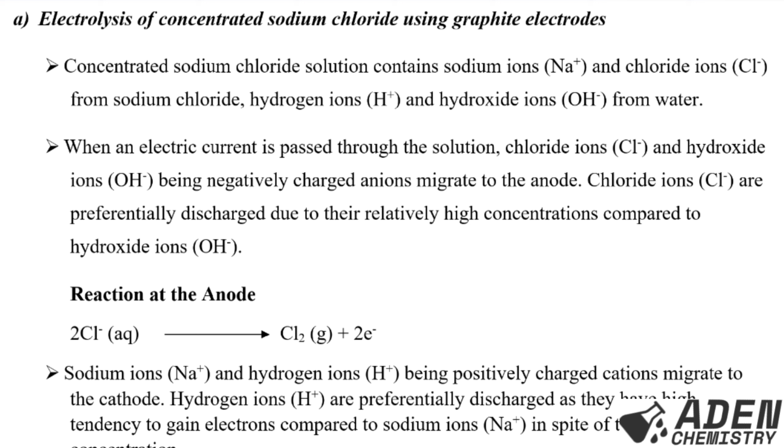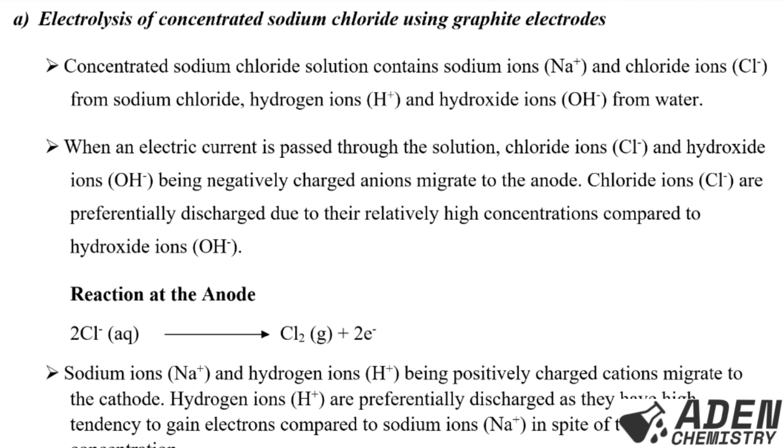So we go and see the reaction at the anode. We are discharging chloride ions. So we're going to have 2 moles of chloride ions in solution, losing 2 electrons to form chlorine gas. And remember, we said electrons lost are written on the product side.